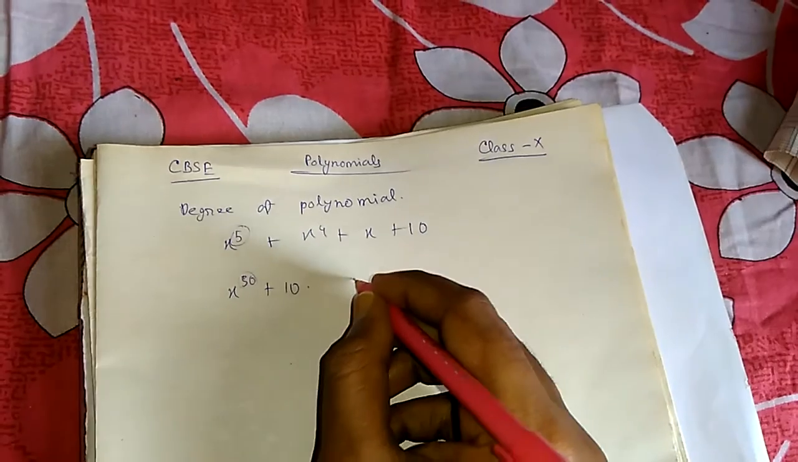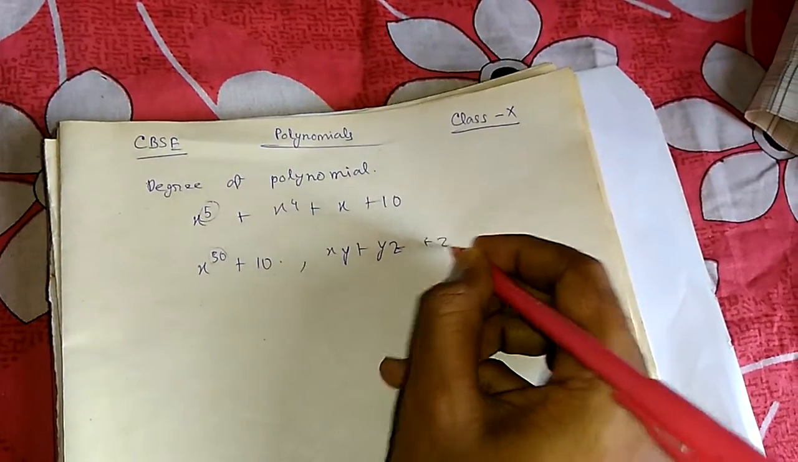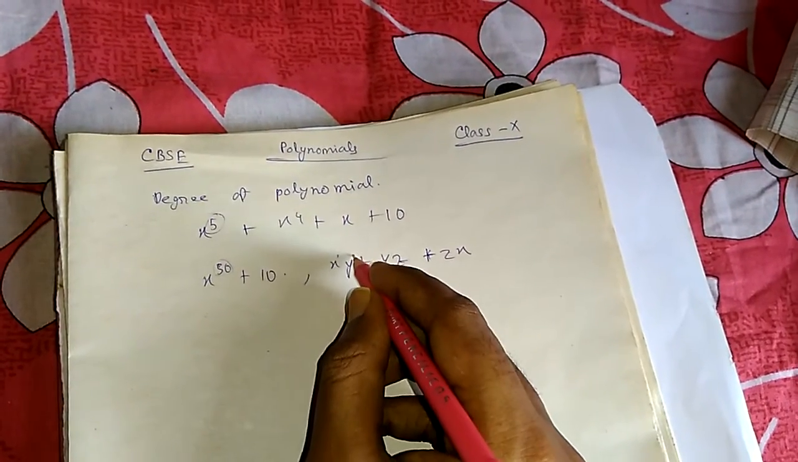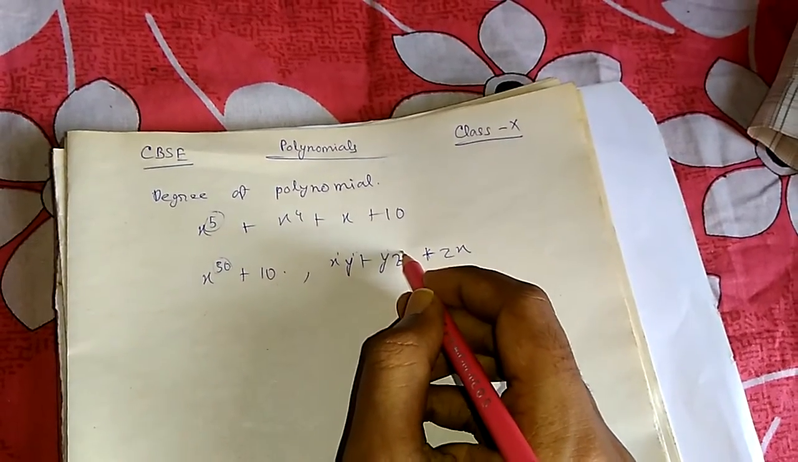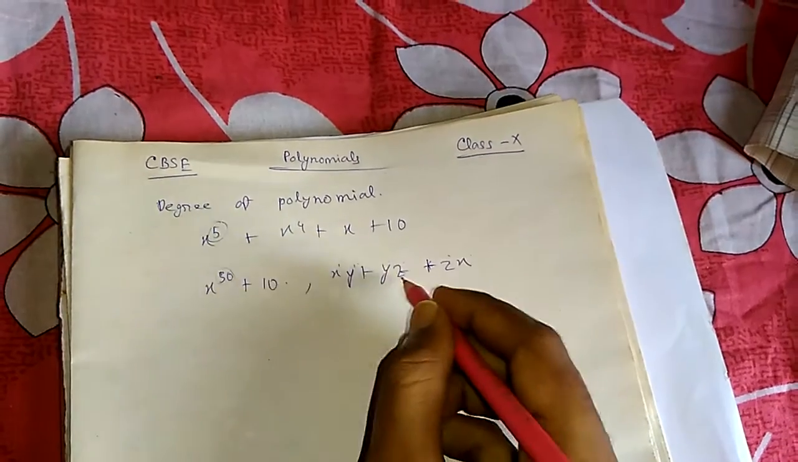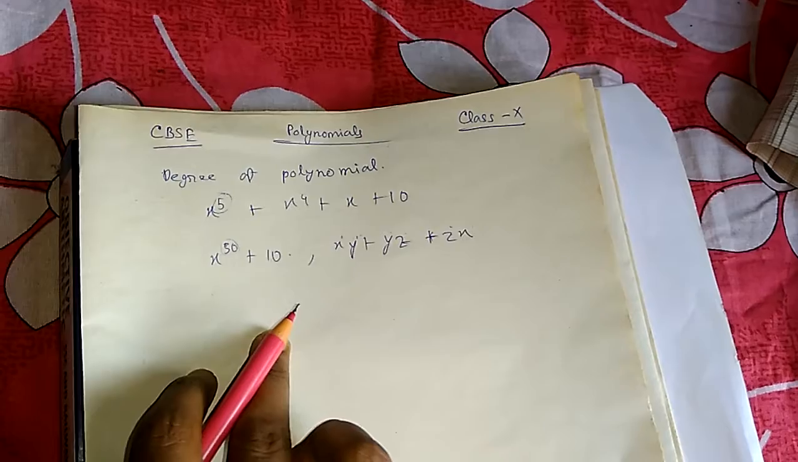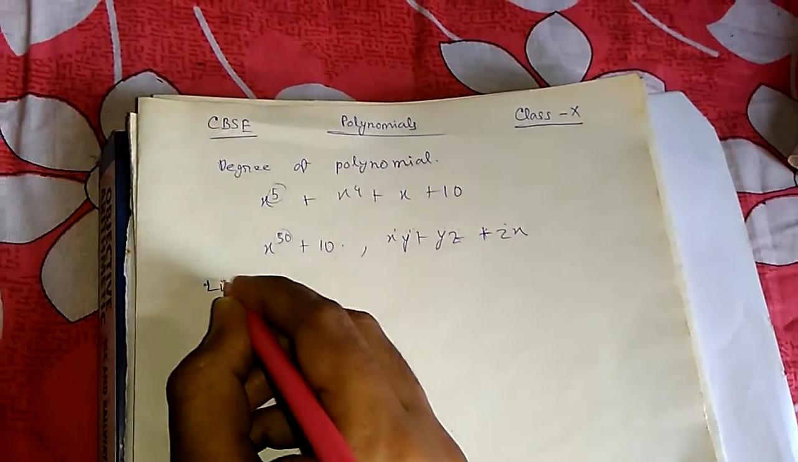And suppose we consider xy plus yz plus zx. What is the degree of this polynomial? x has power 1 and y also has power 1, so 1 plus 1 is 2, in each term, so it has a degree of 2. I think you have understood what the degree of a polynomial is. Now we will discuss linear polynomials.